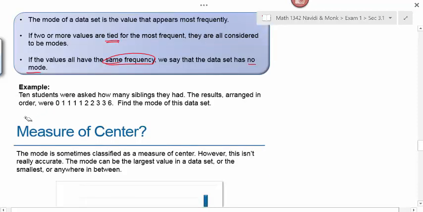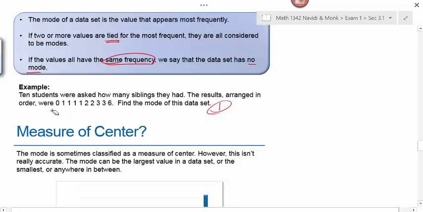In this example, 10 students were asked how many siblings they had. The results, arranged in order, were 0, 1, 1, 1, 2, 2, 2, 3, 3, 6. Find the mode of the data set. Which one of these data values repeats most often? 1. So it's more common to have 2 kids in a family, because if it's you and your sibling, there's a total of 2 kids.